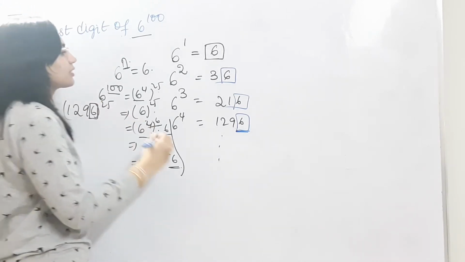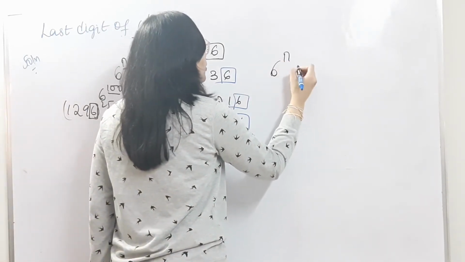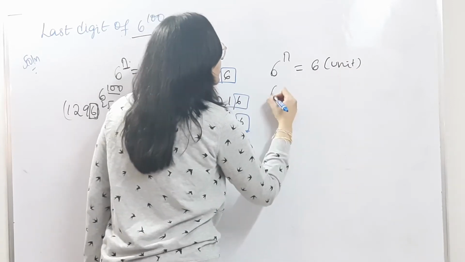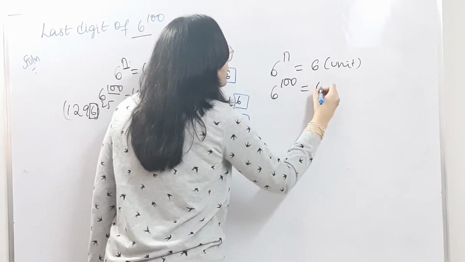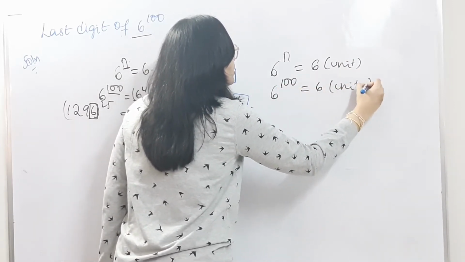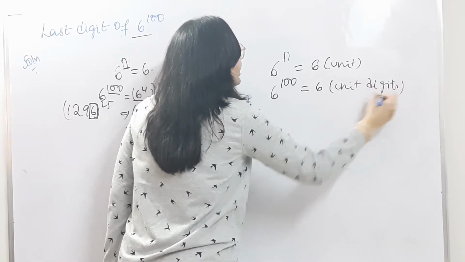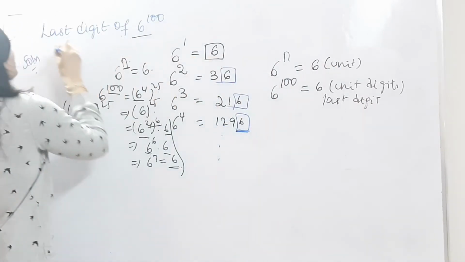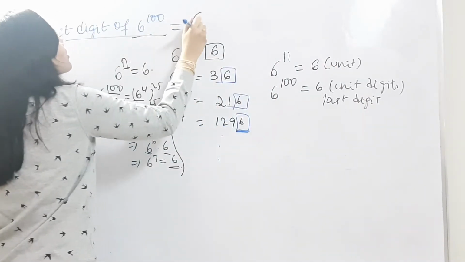Hence, we can conclude that for 6 power of n, the unit digit is always 6. For that matter, in this case, n is 100. 6 is the only units digit or the last digit. So therefore, the last digit of 6 power of 100 is 6.